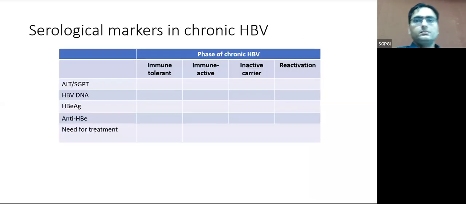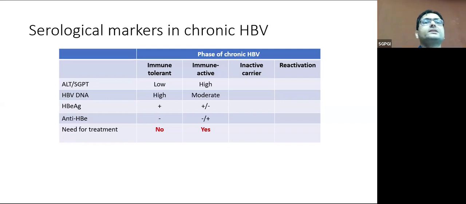So let's now revise what all markers will be present in the different phases. As I told, in immune tolerant phase, ALT levels will be low, HBV DNA will be high, HBeAg will be positive, anti-HBe will be negative, and no need of treatment. Coming to immune active phase, AST, ALT levels will be high, HBV DNA may be moderate, it may be low, it may be high, depending on whether immunity has an upper hand or the virus has the upper hand. And HBeAg may be positive or negative, doesn't matter. Anti-HBe may be positive or negative. Need for treatment? Yes.